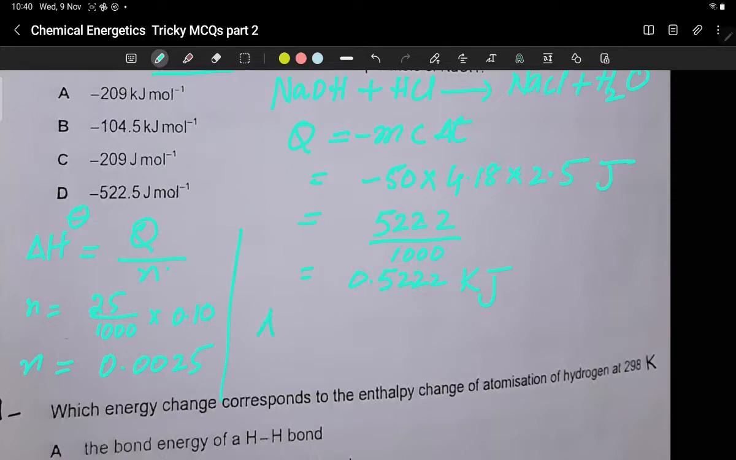Now the enthalpy change of reaction is equal to 0.522 divided by 0.0025. This is equal to delta HR is equal to minus 209 kilojoule per mole. So option A is correct.